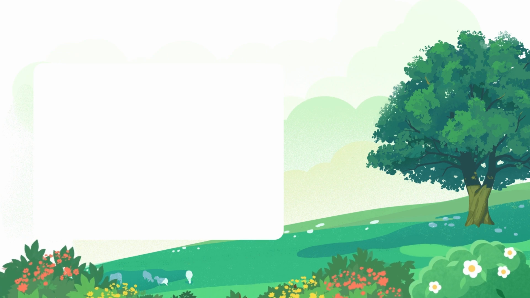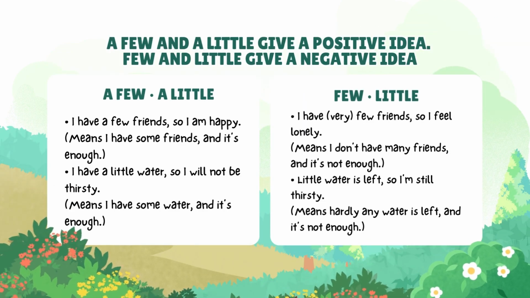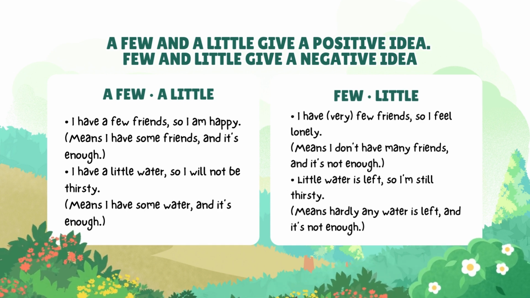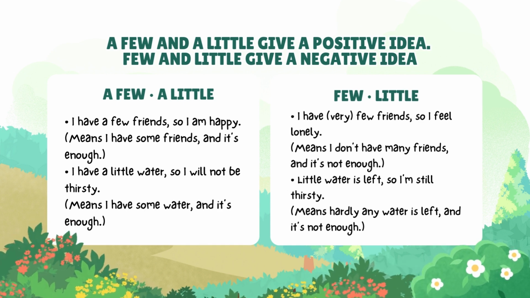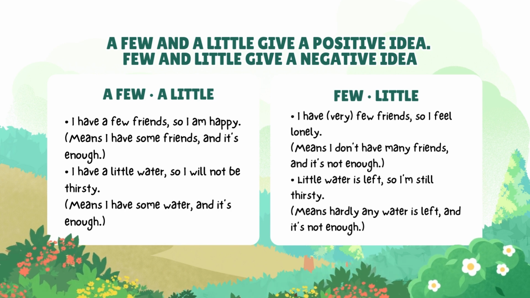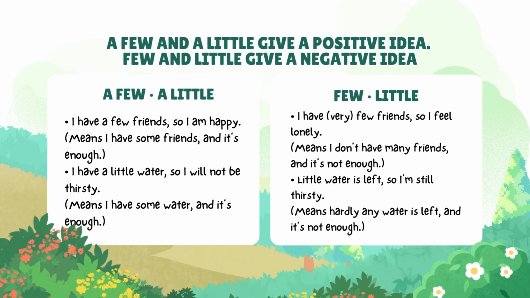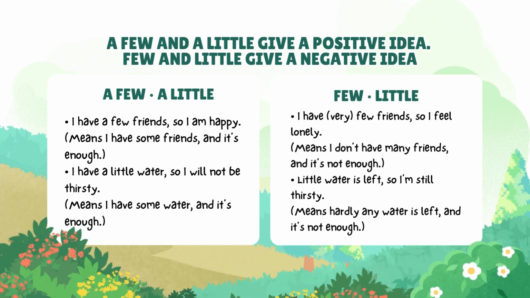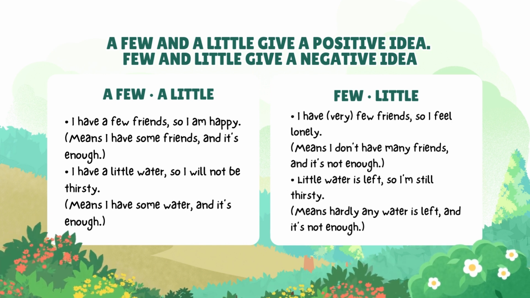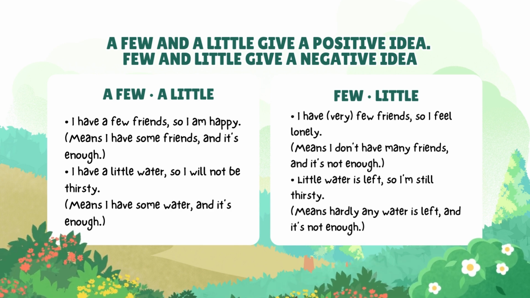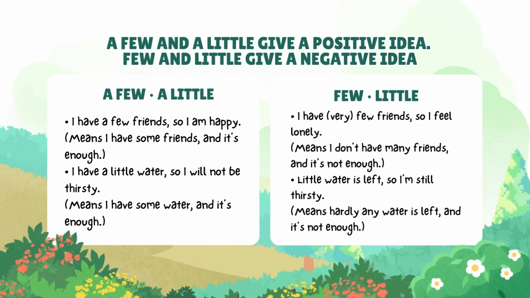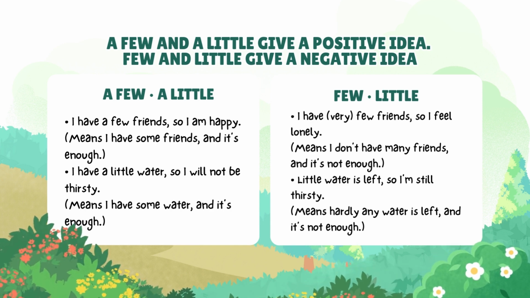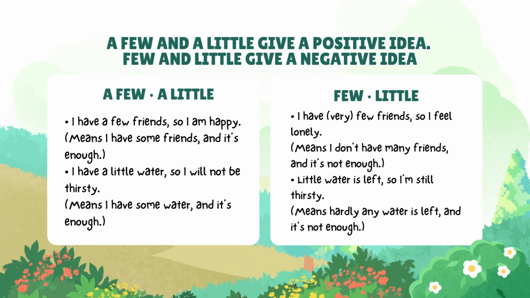Alright, now let's get into few and a few. These are for countable nouns. A few means there is some, and it's usually enough. Like I have a few books to read this weekend. That's fine, it's enough books. But few means there is not many, and it might feel like not enough. For example, I have few books to read. It sounds like you wish you had more.